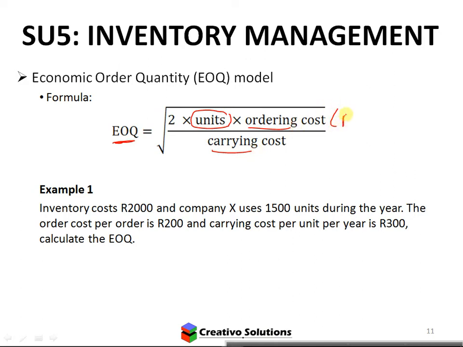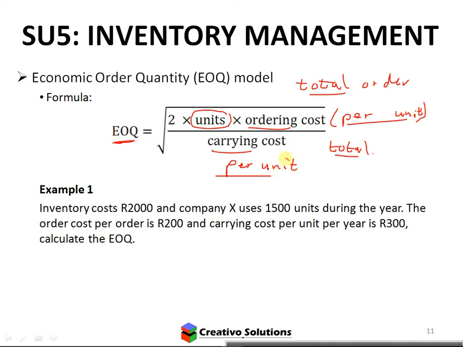If ordering cost is per unit, what must carrying cost be? Per unit. Good. So be careful with how they've given you the question. Have they given you per unit cost or total? It doesn't matter which you use. If you use total order cost, then you have to use total carrying cost. If it's totals, you use totals. If it's per unit, you use per unit. If you're working out EOQ for the month, look at the ordering cost and carrying cost for the month. Month with month, total with total, per unit with unit. Just keep them the same.